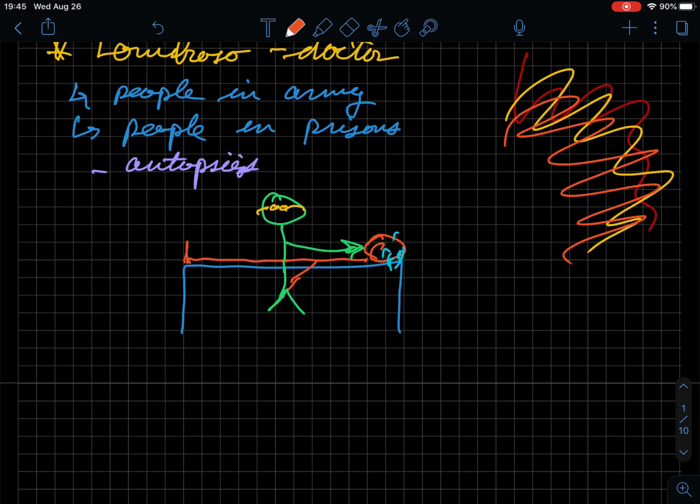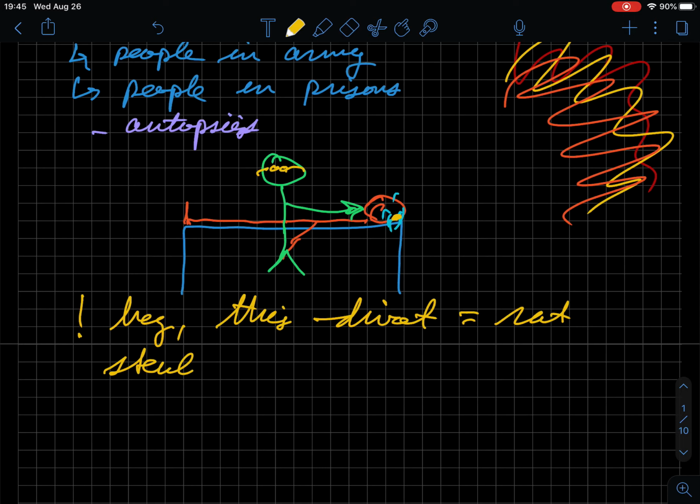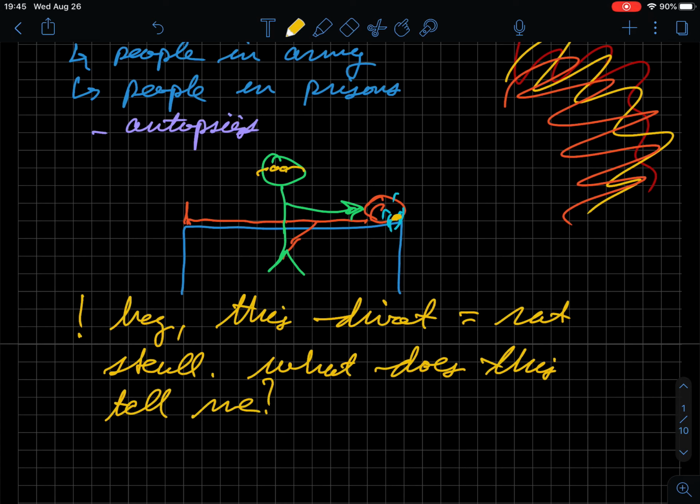Brighter than a California fire when the Santa Ana winds are coming up. And he finds, first of all, he is hit with an idea. He feels a little divot right here at the back of his skull, and he's like, hey, this divot equals something that you would find in a rat skull. And he says, what does this tell me? And to find out, we'll cover that in the next video.